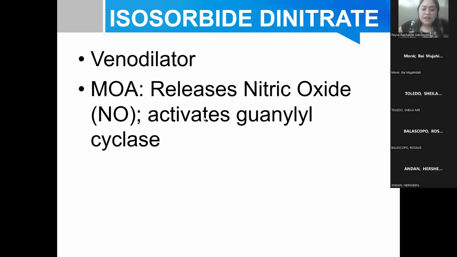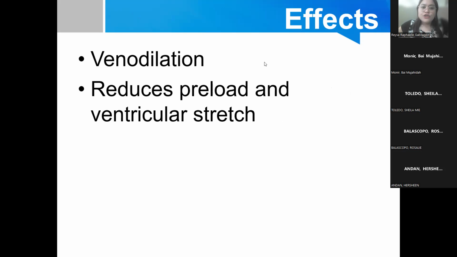And they may activate also enzymes like guanylyl cyclase, but this enzyme is just actually used to produce the nitric oxide. So pag narinig niyo yung nitric oxide, automatic, that means there is vasodilation, ha? So in this case, venodilation lang siya, so we only have the veins. And this will reduce preload of the heart and at the same time ventricular stretch.